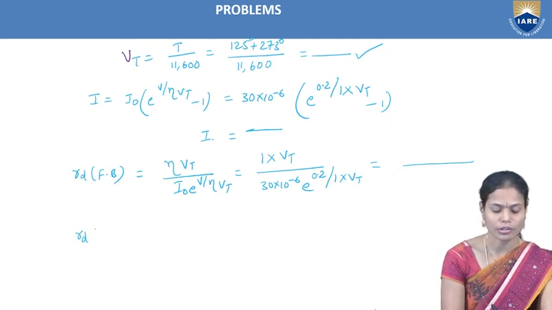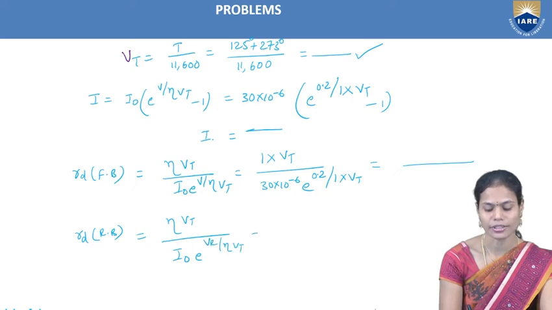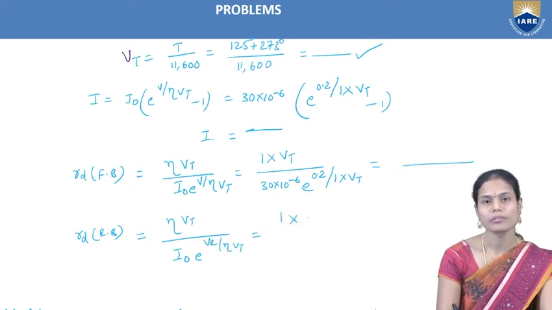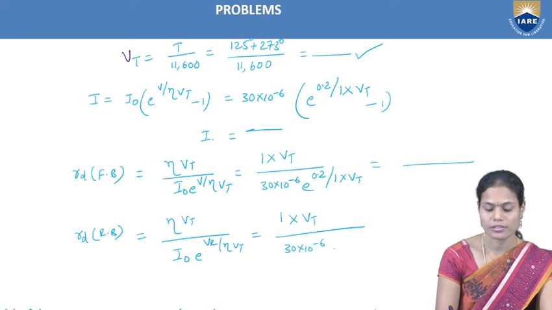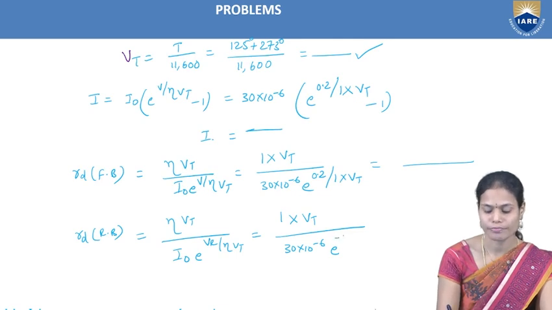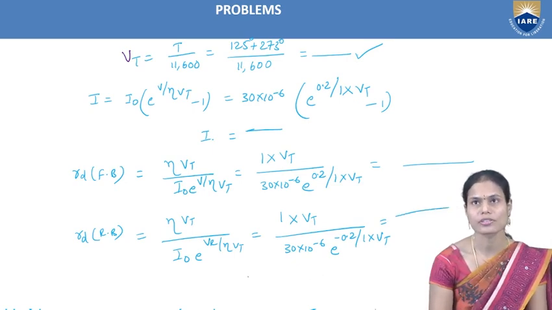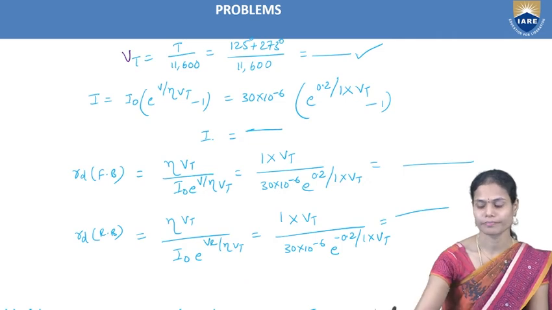Similarly, to calculate the dynamic resistance in the reverse bias condition, it is eta Vt by I naught e power VR by eta Vt. The eta value is 1 because of the germanium diode. Vt divided by I naught, which is 30 into 10 power minus 6, e power the reverse voltage, given as minus 0.2, divided by 1 into Vt. If we simplify this, we will get the dynamic resistance in the reverse bias condition.